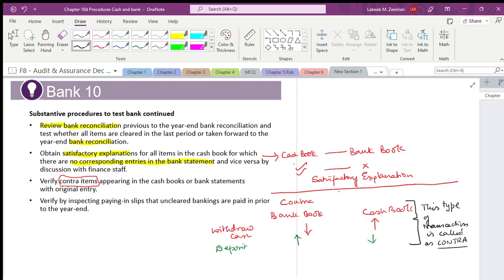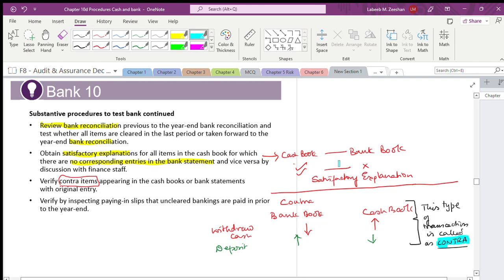You are depositing. When you are depositing, what will happen? As simple as that. You are depositing money in the CDM, in your own account through CDM. Now what will happen? Your cash balance will decrease, your bank balance will increase. That concept is called contra.